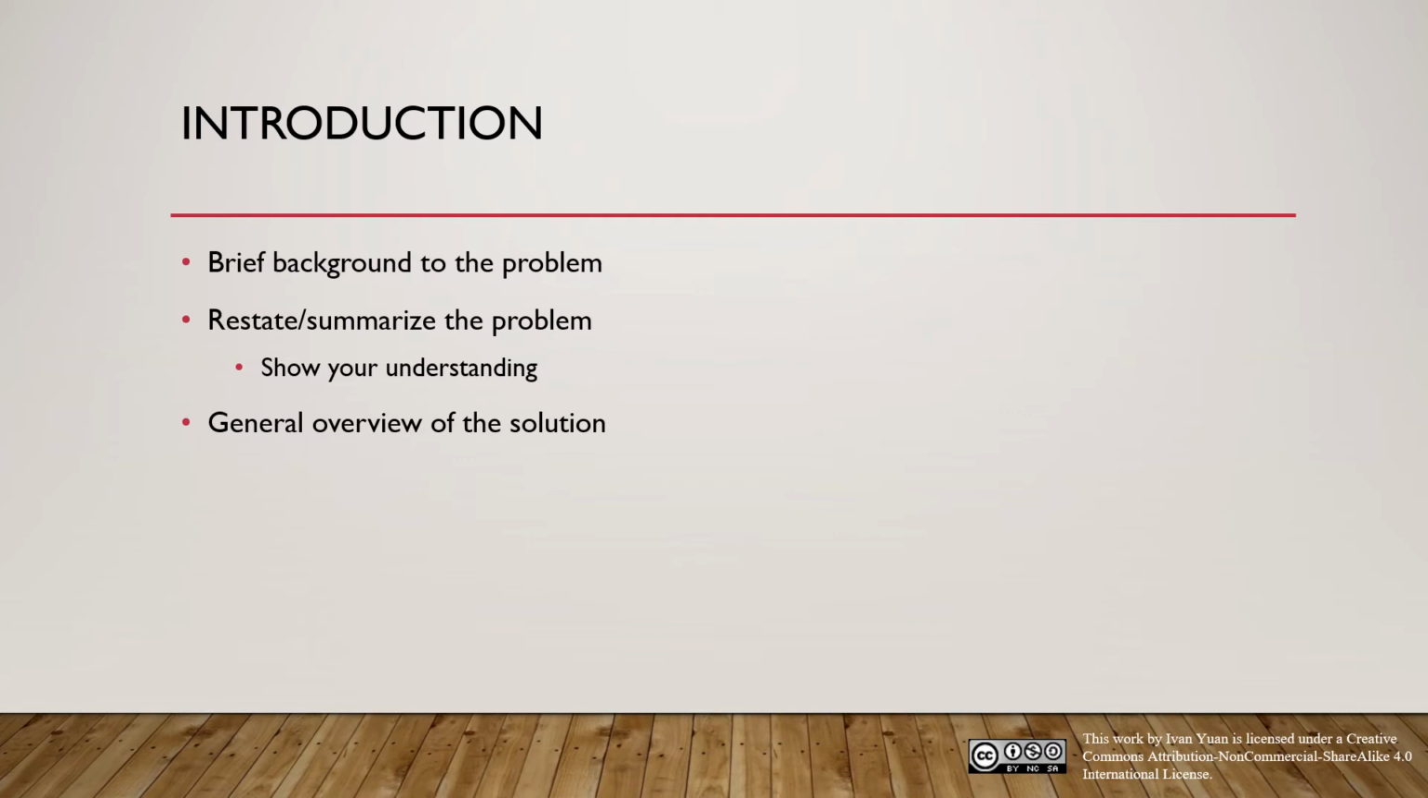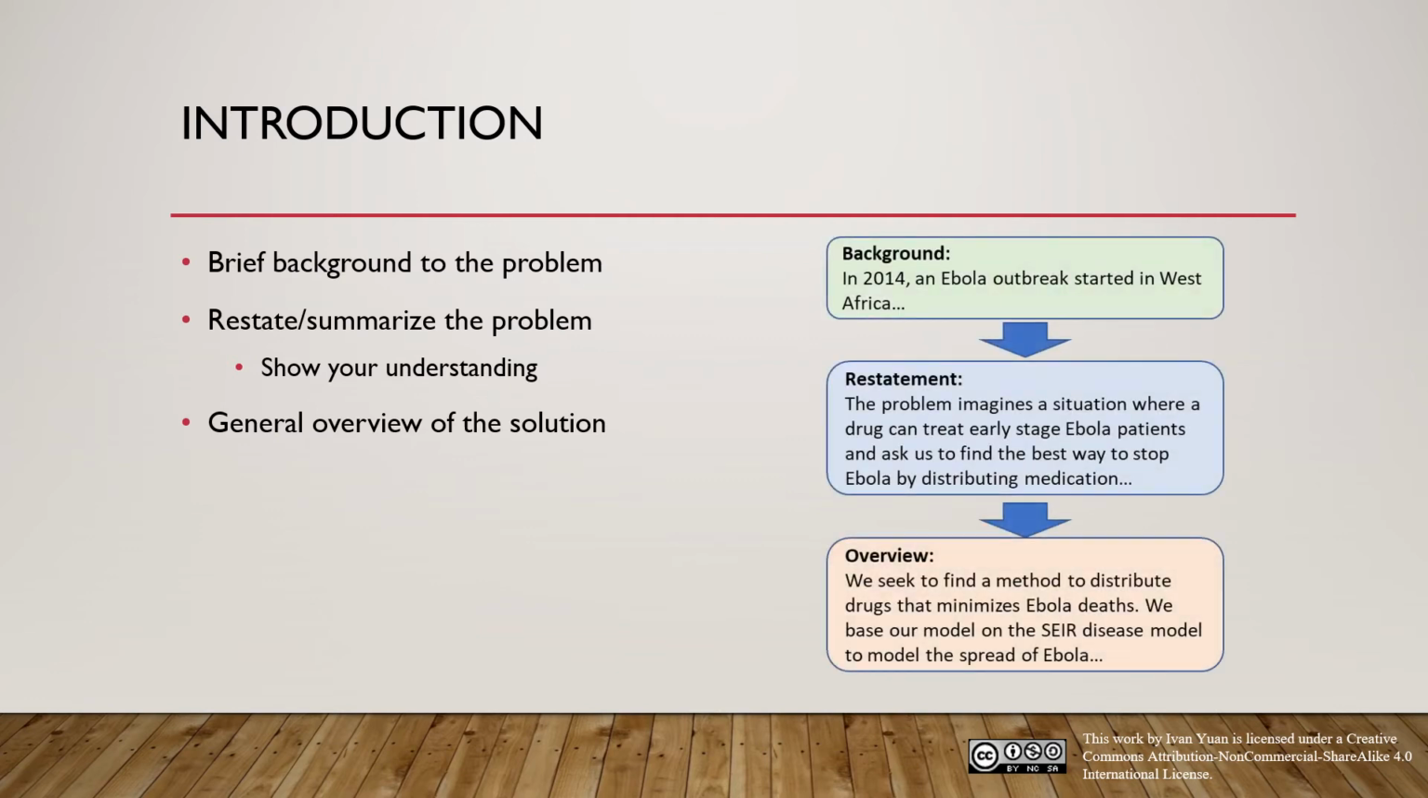So, for the Ebola problem we talked about in the previous video, the introduction may look like this. We start by describing the background of the Ebola outbreak, and then we talk about what the problem asks us to do. However, we rephrase it in a way that shows that we have gone beyond the superficial parts of the problem. And then we provide an overview of what we want to do in the problem, for example, minimize Ebola death.